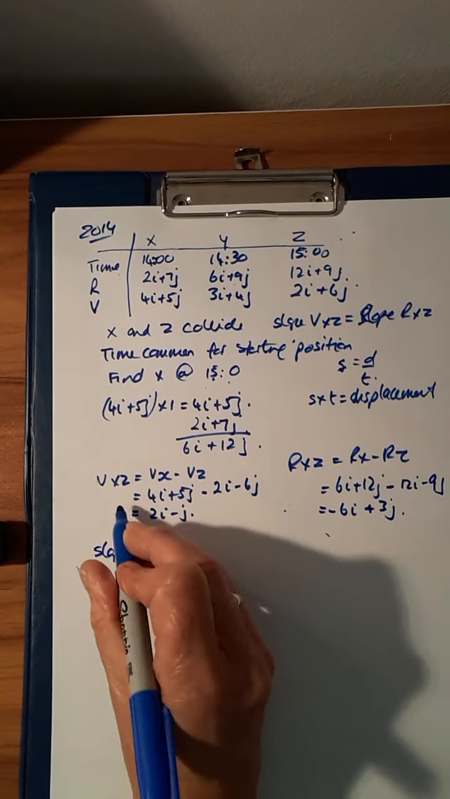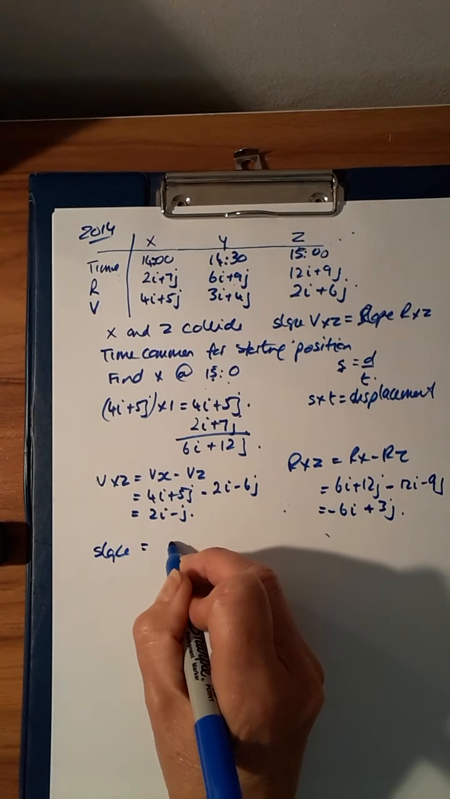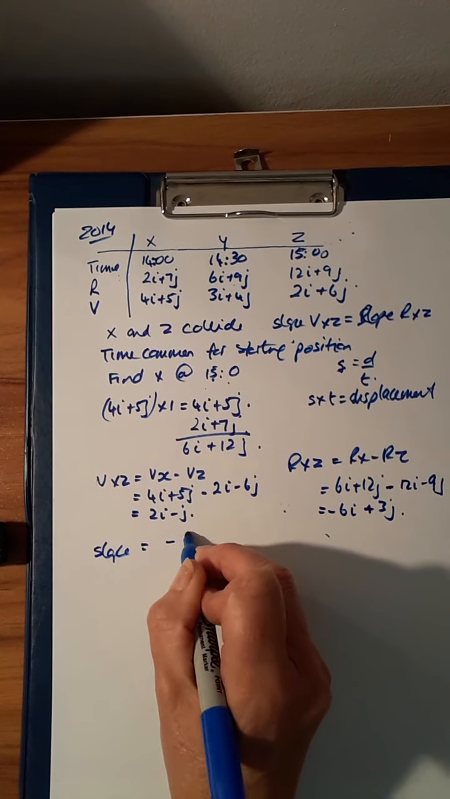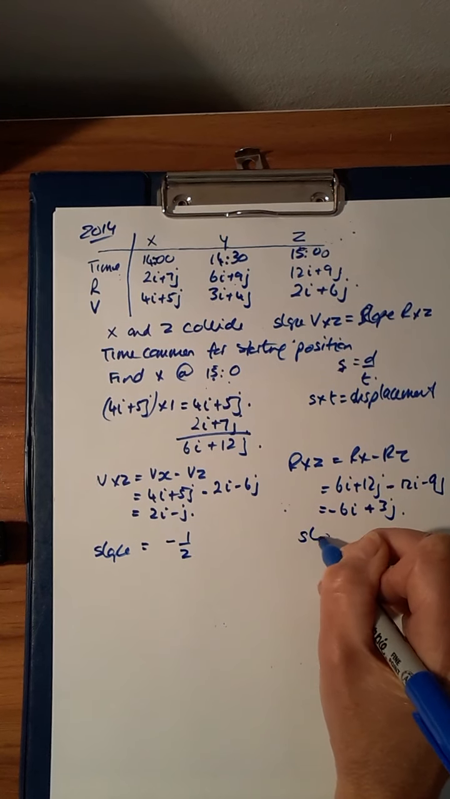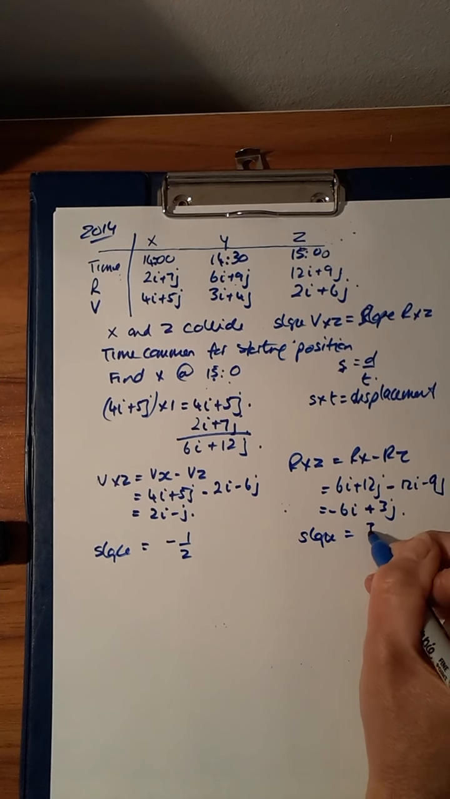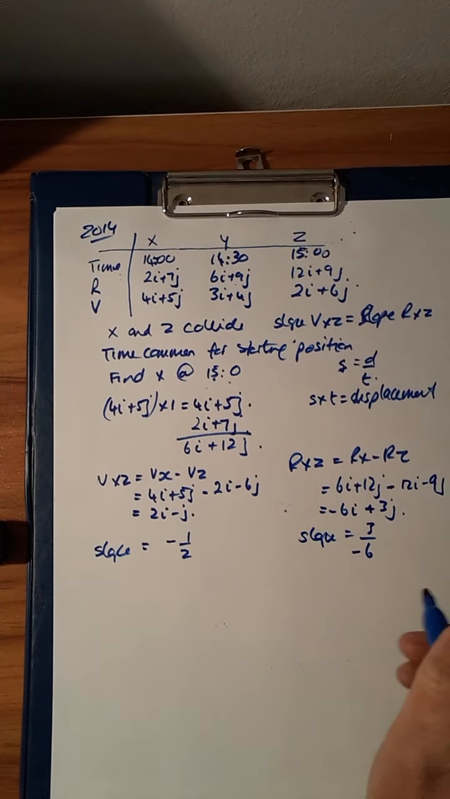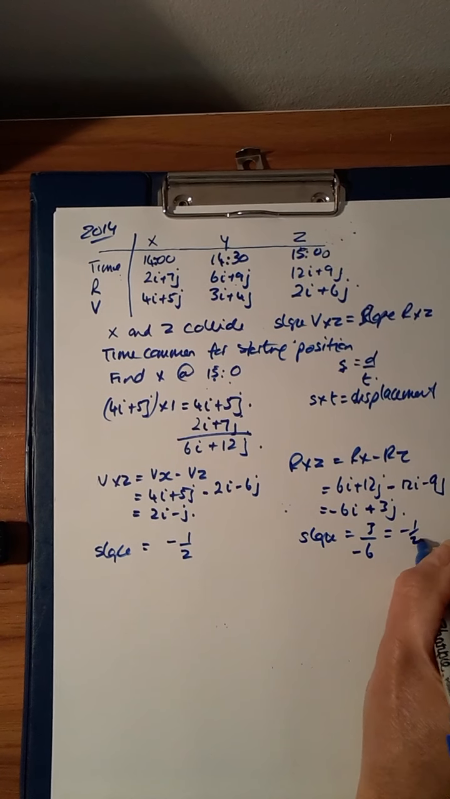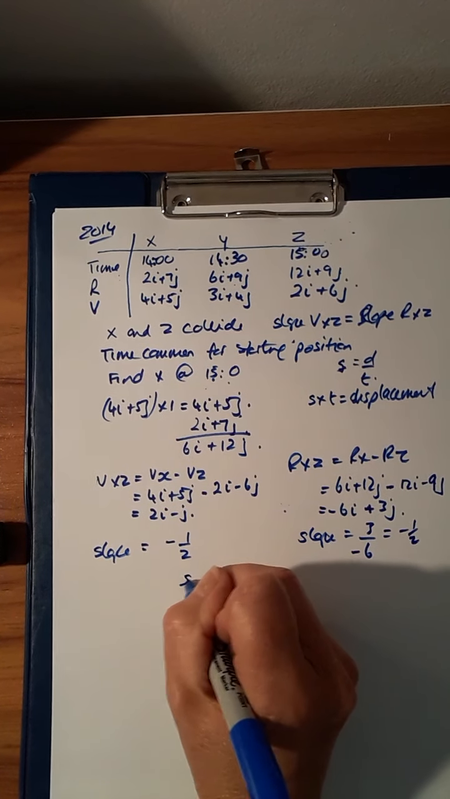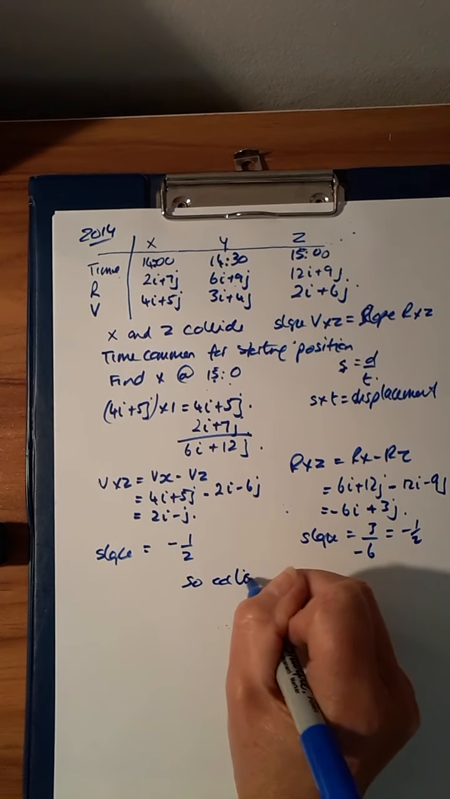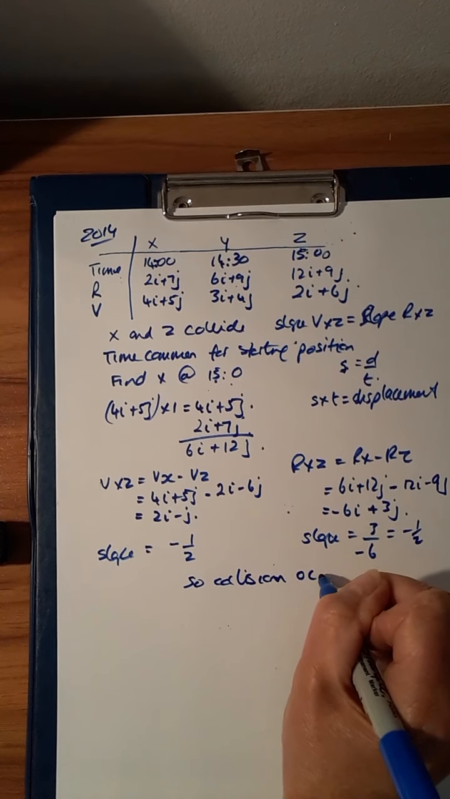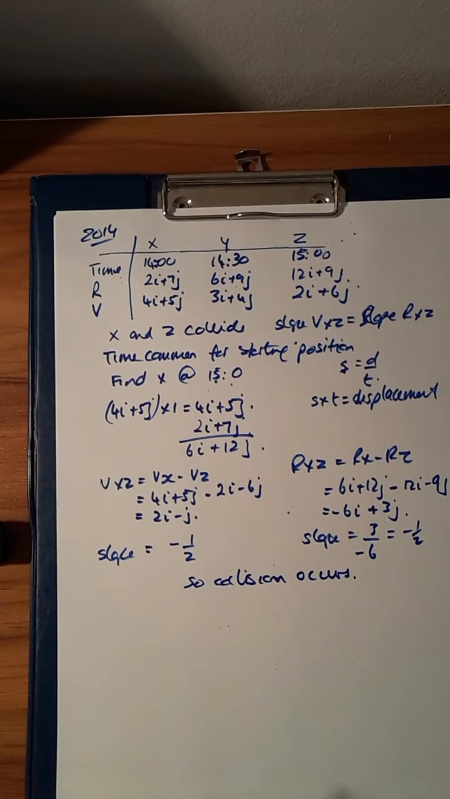Okay. So let's get the slope of these and compare. So the slope of the vxz will be the j's over the i's, minus 1 over 2, and the slope of this one will be the j's over the i's, which is 3 over minus 6. So in both cases it's minus a half. So therefore they collide. So collision occurs. Now, so that was the first part.